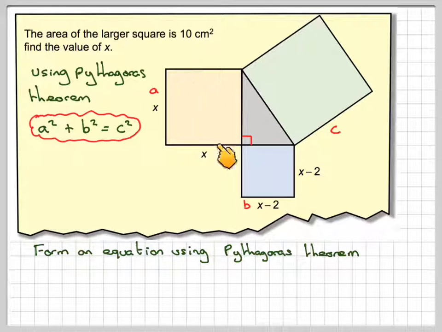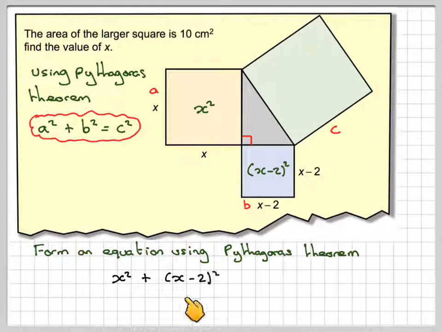So the area of this square here is going to be x times x, which is algebraically x squared. The area of this square here is going to be x minus 2 times x minus 2, which is x minus 2 squared, and we're told in the question that the area of this one is 10 centimeters squared, therefore all of this plus this must be 10.